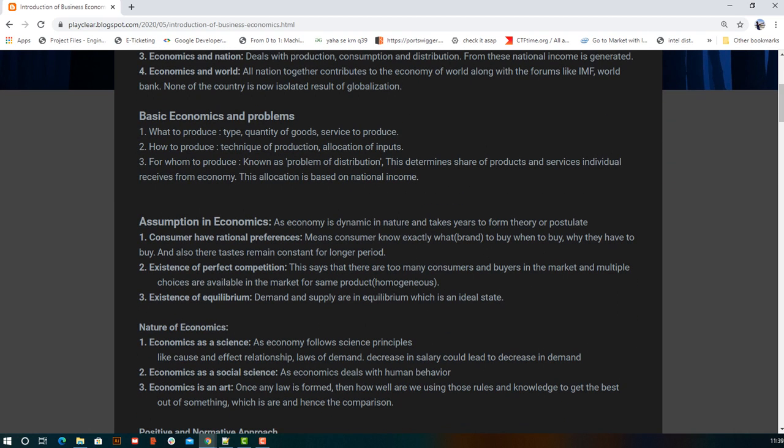Next are the assumptions in economics. We know that as the economy is very dynamic in nature, everything will be changing drastically.